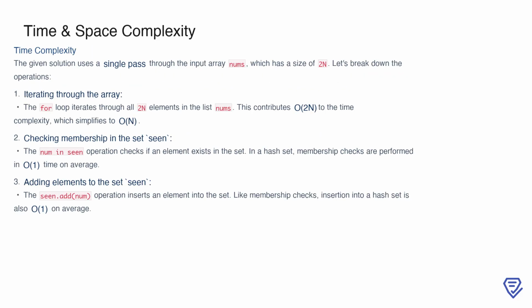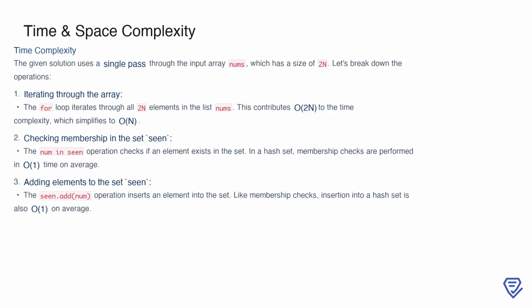Here, we analyze the time complexity of the solution. The algorithm makes a single pass through the input array nums, which contains 2n elements. This means the for loop that iterates over the array contributes a time complexity of O(2n), which simplifies to O(n).